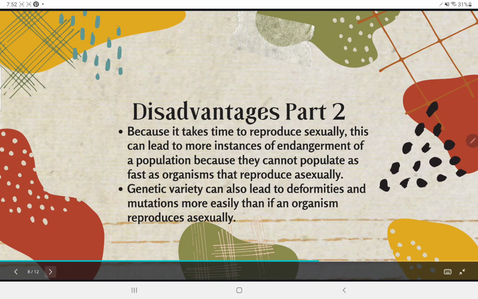Disadvantages Part 2. Because it takes time to reproduce sexually, this can lead to more instances of endangerment of a population because they cannot populate as fast as organisms that reproduce asexually. Genetic variety can also lead to deformities and mutations more easily than if an organism reproduces asexually.